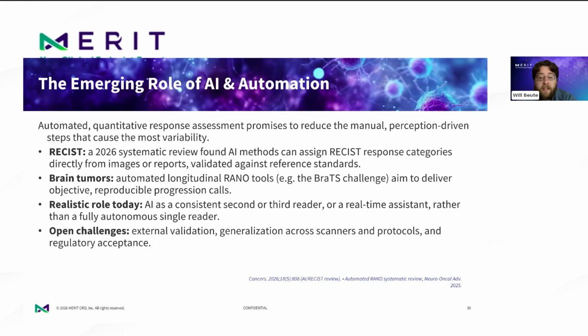Finally, let's look ahead to some newer developments in this area. Automated quantitative response assessment holds some real promise here, precisely because it can reduce the manual perception-driven steps that we've shown can cause the most variability. On the RECIST side, a 2026 systematic review found that artificial intelligence methods can now assign RECIST response categories directly, either from the images themselves or from radiology reports, validated against reference standards.